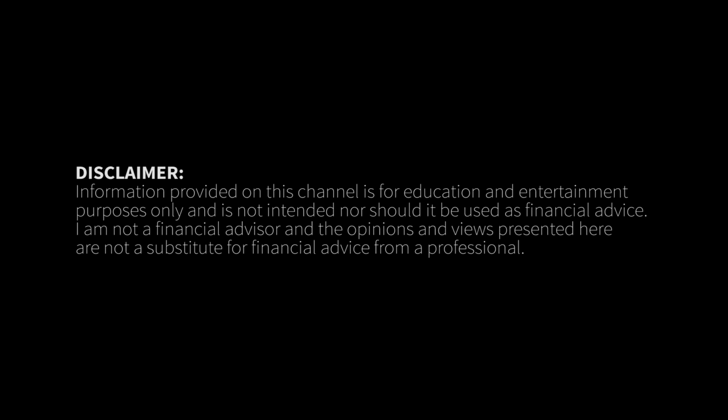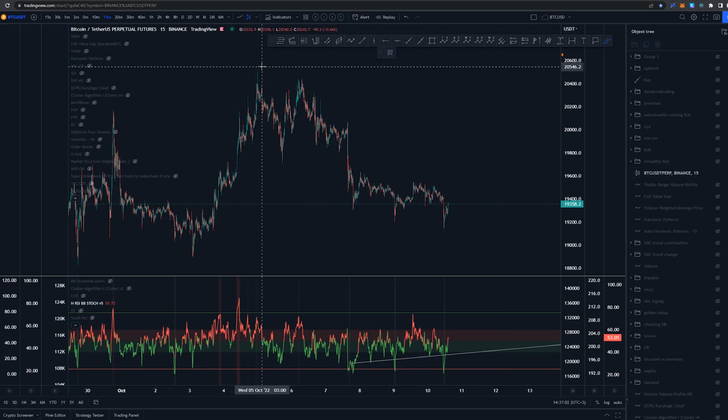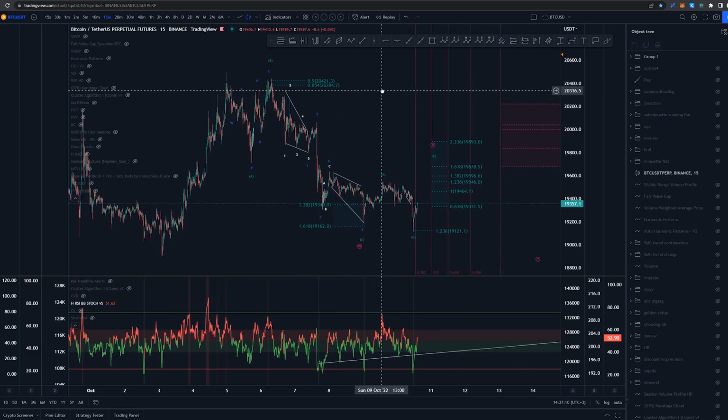I'll cover wave analysis with Elliott Wave theory and provide multiple scenarios your price may take and explain why I prefer one count over another. Let's take a look at the different possibilities. Starting these counts today from these heights over here around 20.5k from the 5th of October, so 5 days ago. And this is the main count that I have at the moment for this section.